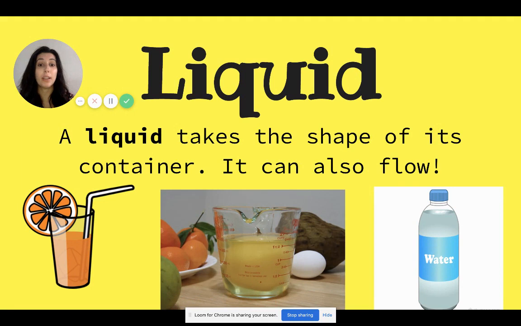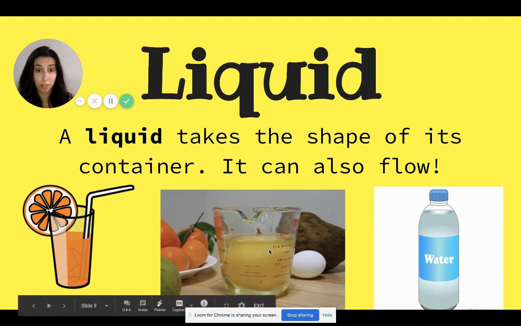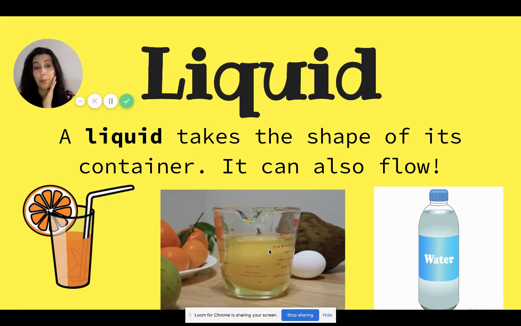So for instance, if you spilled this chicken broth on your counter, oh my goodness, that would make a mess. I'm sure your parents wouldn't be very happy, but it would flow and it would spread out. If it's not in a container, it spreads out. If it's in a container, it takes the shape of its container.